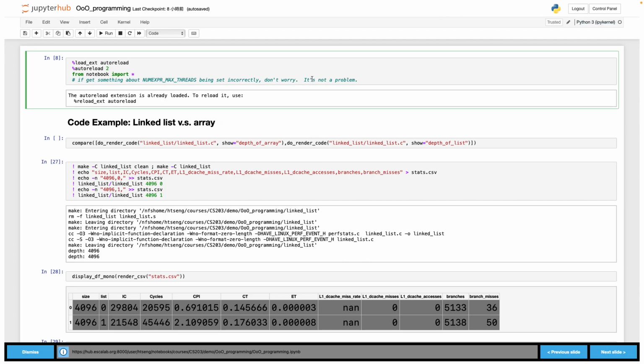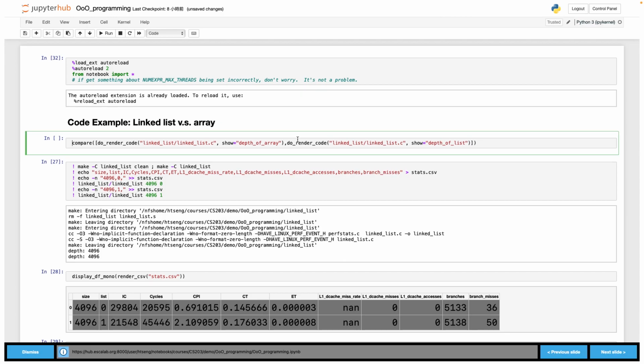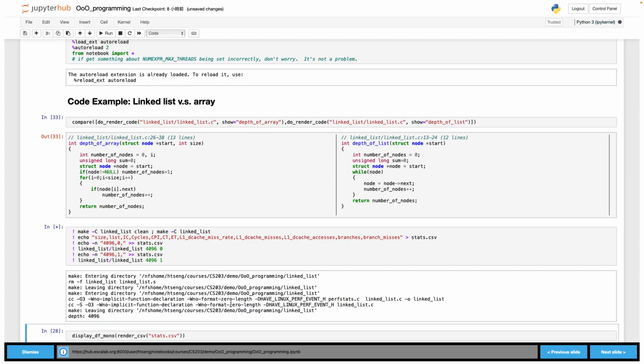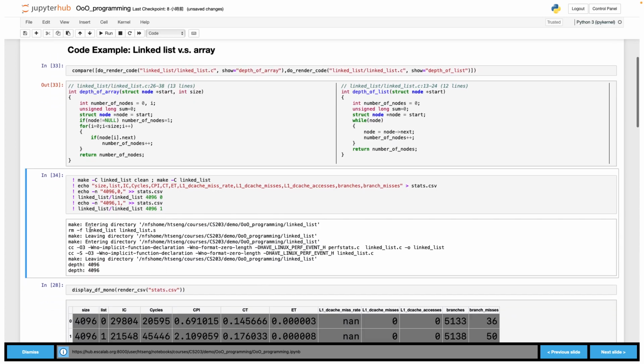So here's the code example that I have. I have 2 different pieces of code. I initialize the same amount of data, and I want to test how deep my data structure is. The first one is by the array, and the second one is by the linked list. And here, let me compare the performance of each of them. Both of them will give you the same answer, 4K.